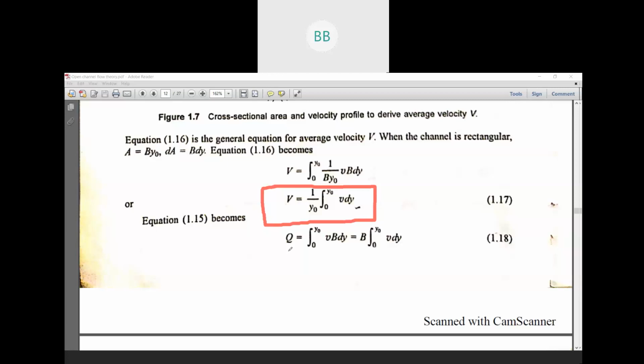So for a particular rectangular channel, if you need to find the alpha value, first we find the average velocity using this equation. Then we substitute this value in the alpha equation to calculate the energy coefficient of that particular rectangular channel.